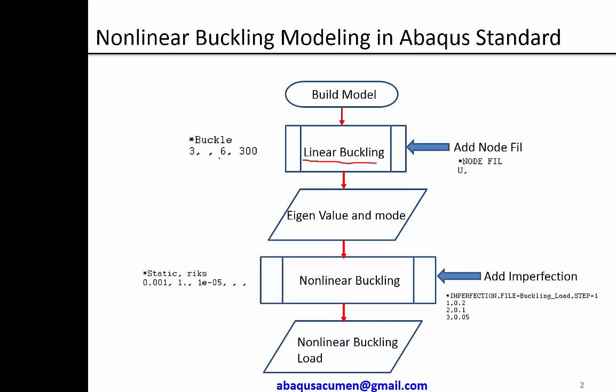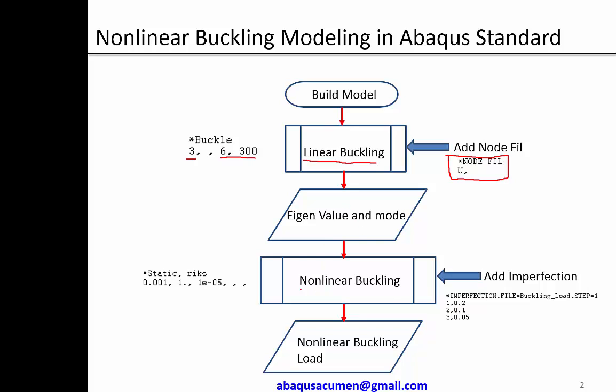In this linear buckling, we are going to use a perturbation step called *Buckle. We are asking for 3 modes, and then you have the various iteration settings we are going to use. In the file output, we'll add the command *Node File, U, just to get the displacement in the field file. And the output we are going to get is the eigenvalue, the mode, and the deformation pattern in the node field file.